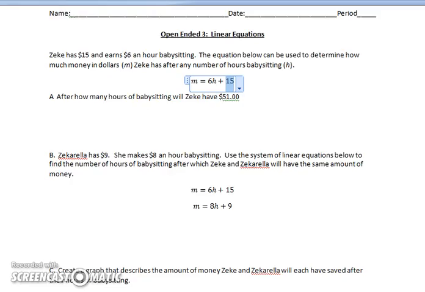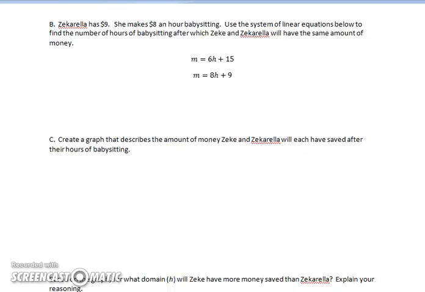Zekarella has $9. She makes $8 an hour babysitting. Use the system of linear equations below to find the number of hours of babysitting after which Zeke and Zekarella will have the same amount of money. And you see that they give you a new equation for Zekarella, 8H plus 9. So we now have two equations.